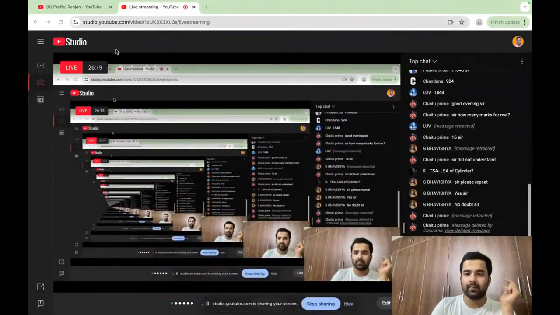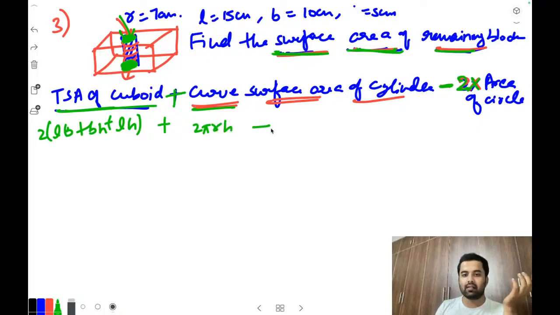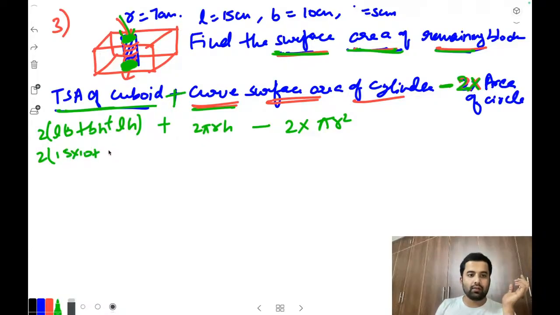Let me write the formula. Here the TSA of the cuboid is 2 into (LB plus BH plus LH). Here the curved surface area of the cylinder is 2 pi R H, minus 2 into the area of the circle, which is pi r square. Now keep all the values. LB is 15 into 10, BH is 10 into 5, LH is 15 into 5, plus 2 into 22 by 7, R value is 7 only.